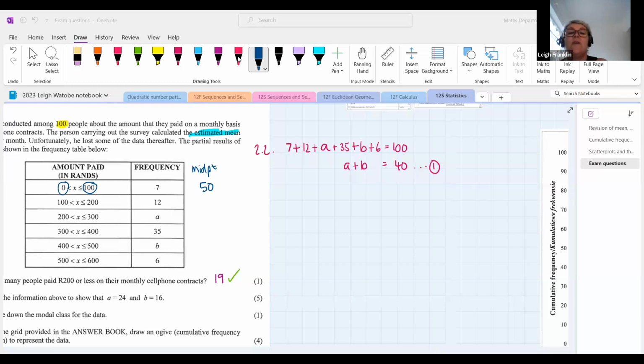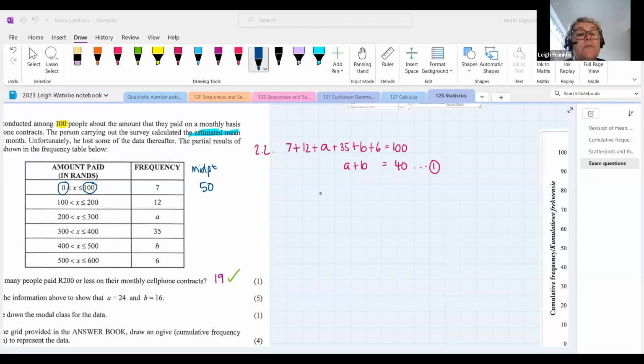Okay, that's fine. So all we did, like Amahle had said, we get our frequency of 100 people by adding all the values in our frequency column together. That would be the total number of people. So I simply added up the frequency column, made it equal to 100, and then simplified my equation so that I've got A plus B equals whatever it is, in this case, 40. All right, so now I'm finding the midpoint of each column.